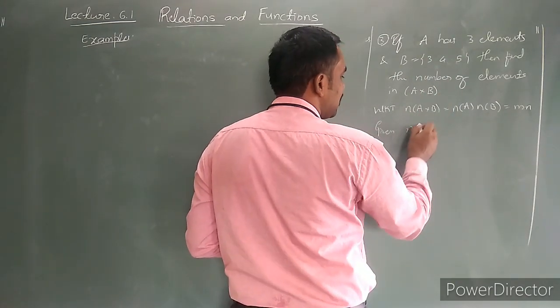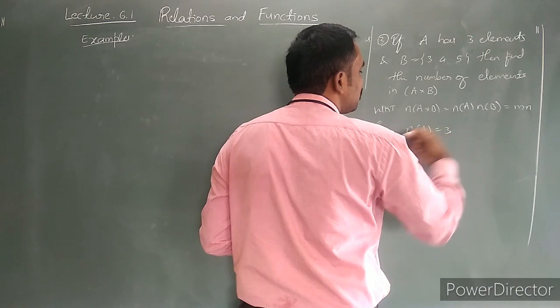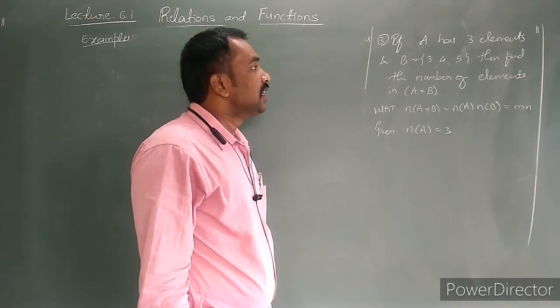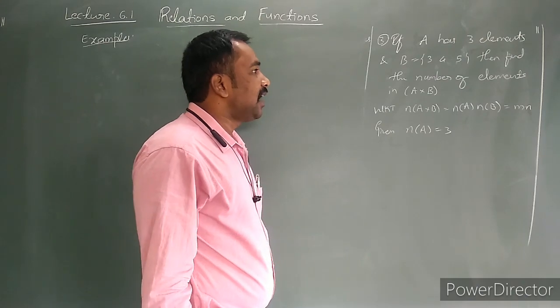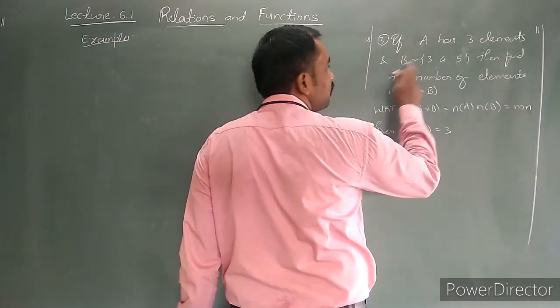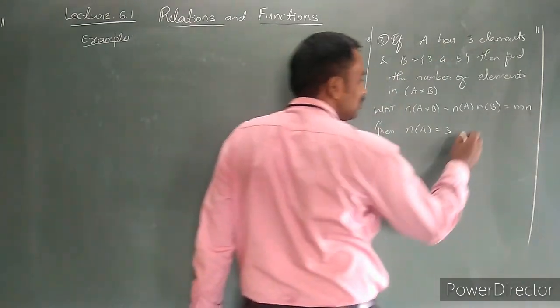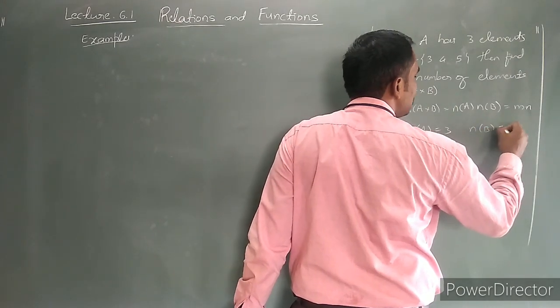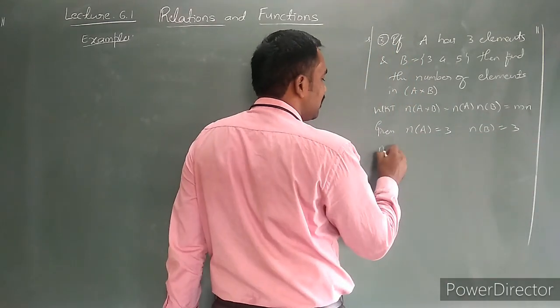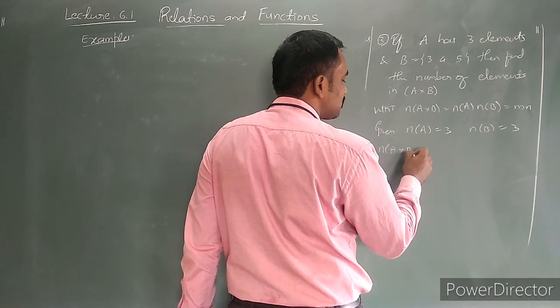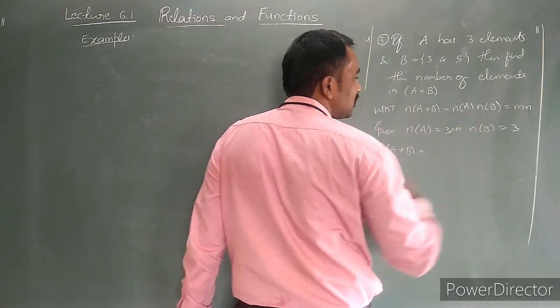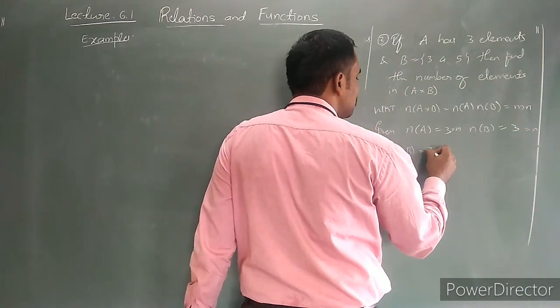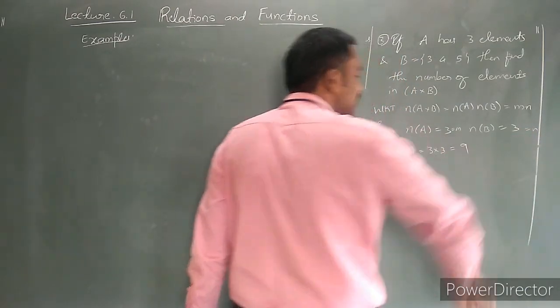A has 3 elements. That is nothing but n of A is equal to the number of elements of A. Set A has 3 elements, so n of A is 3. And set B is given: B is equal to 3, 4, 5. Then what is n of B? N of B is also 3. Now we need n of A cross B, which is equal to m into n. What is the m value? 3. What is the n value? 3. 3 into 3 is 9.